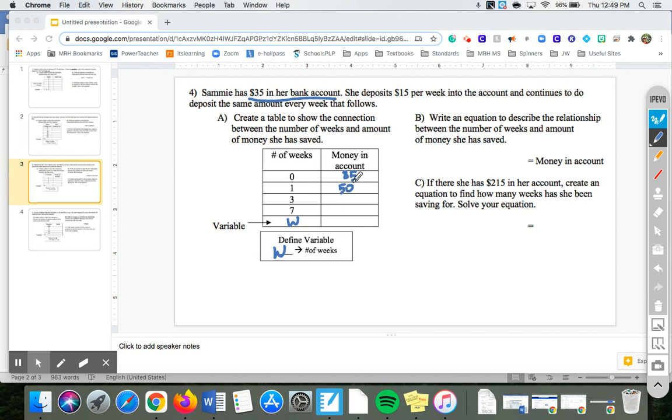So again, think about if she deposited for 3 weeks, not necessarily working, but saving up her money. 3 multiplied by 15 is how we'd find out how much money that is. So 3 multiplied by 15 is 45. 45 added to the 35 that she had in there originally is going to be 80. We do the same idea for 7 weeks. So we knew that at 7 weeks she already started with $35 in there, but how much would she have deposited just in the 7 weeks? So 7 multiplied by 15.